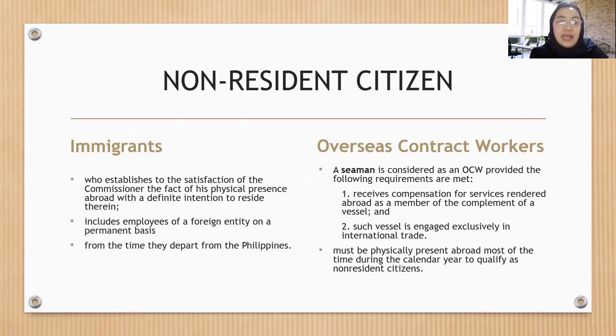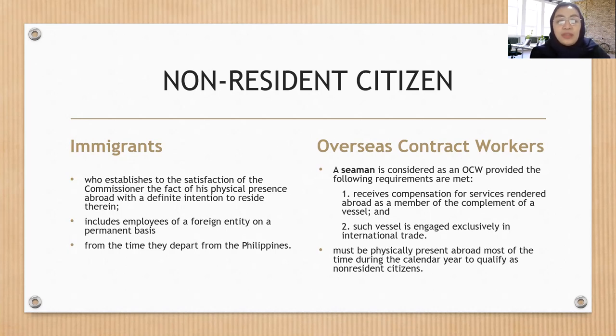A non-resident citizen class is classified usually into two. They are immigrants. So, immigrants, they are Filipinos who decided to reside permanently abroad. Okay? It also includes employees of foreign entity on a permanent basis. So they are considered a non-resident citizen from the time they depart from the Philippines, because the intention there is at least for the rest of the year, they will not go back anymore, because the intention is to permanently reside abroad.